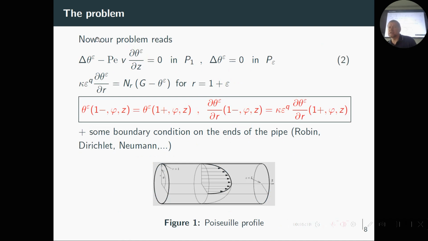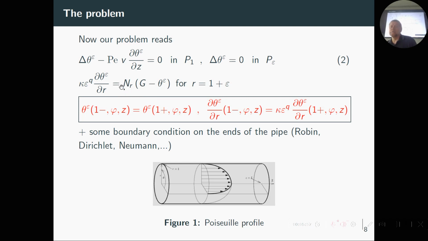Now, the equation is just the convection diffusion equation. So you have the Laplacian, which is describing the diffusion, and then you have the convective part. V here is the convection velocity, which in a pipe would typically be of the Poiseuille form, so it's a parabolic profile typical for the pipe, if we are talking about viscous fluid. And then on the wall of the pipe, we have a heat exchange, which says that the loss of the temperature is proportional to the difference between the outer temperature G and the inside temperature theta. Now, theta depends on epsilon, which is the thickness of the wall.